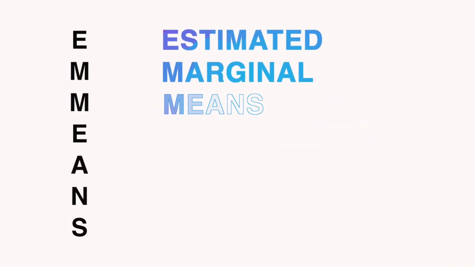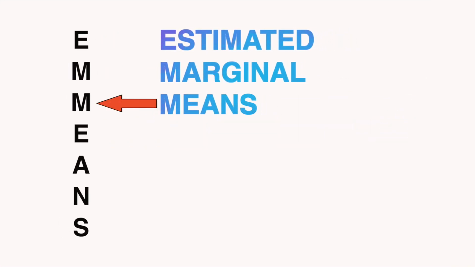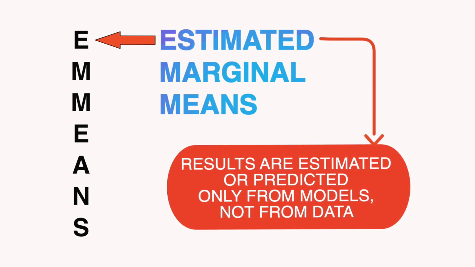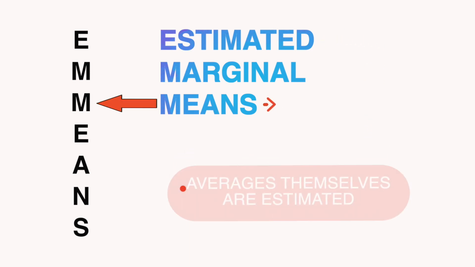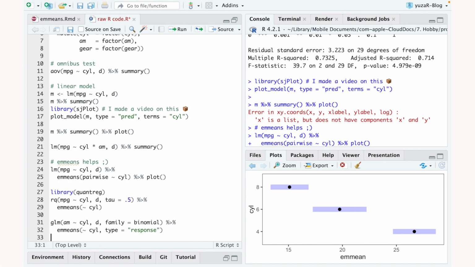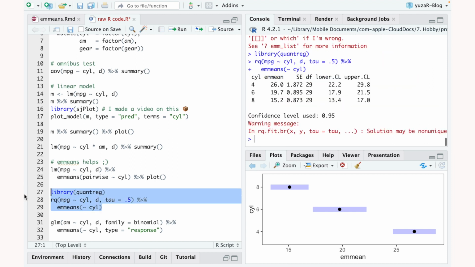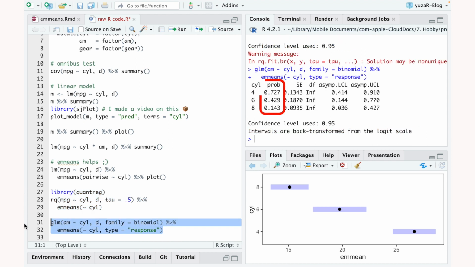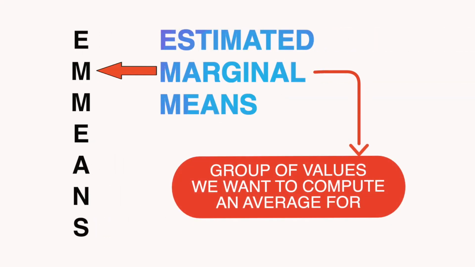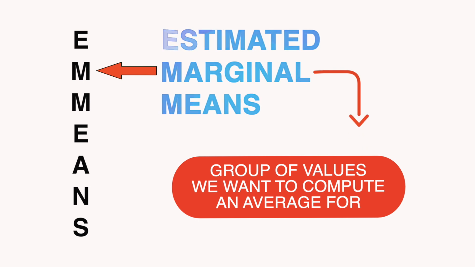The emmeans is an abbreviation for estimated marginal means. Estimated is part of the name, since results are estimated or predicted only from models, not from data. The means is part of the name because the averages themselves are estimated. However, the term means is just a generalization, because for a median-based regression, emmeans would estimate the marginal medians, while for a logistic regression, emmeans calculates marginal probabilities. So the last part of the name is called marginal because it describes a group of values that we want to compute an average for.